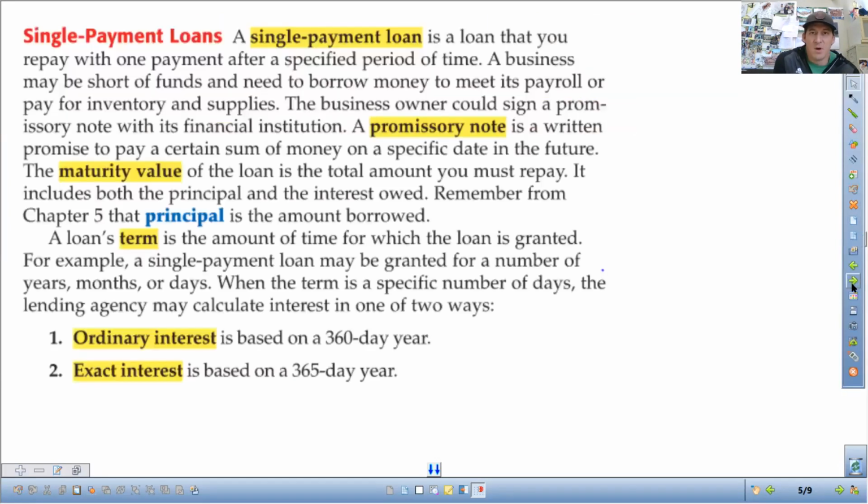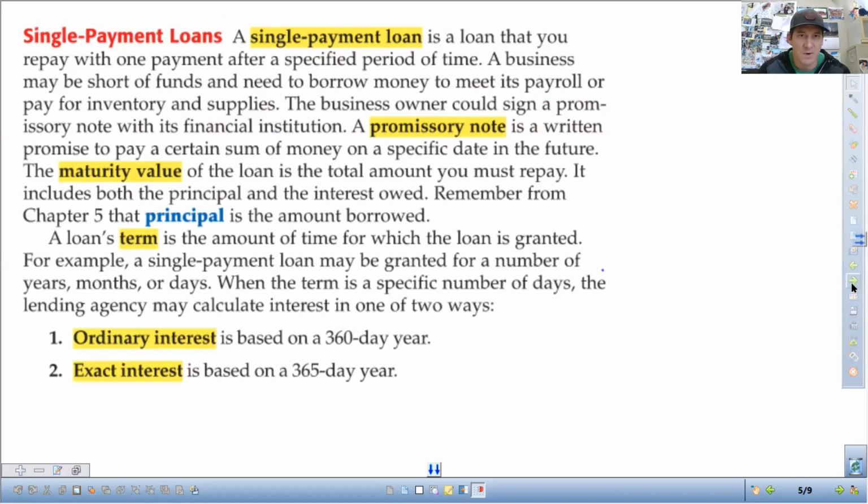So a single payment loan is a loan that you repay with one payment after a specified period of time. A business may be short of funds and needs to borrow money to meet its payroll or pay for inventory and supplies. The business owner could sign a promissory note with its financial institution. A promissory note is a written promise to pay a certain sum of money on a specific date in the future.